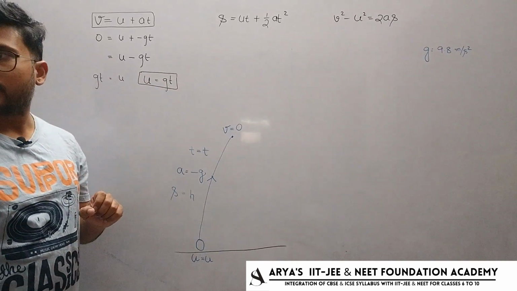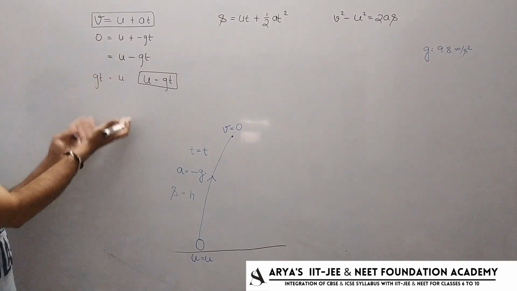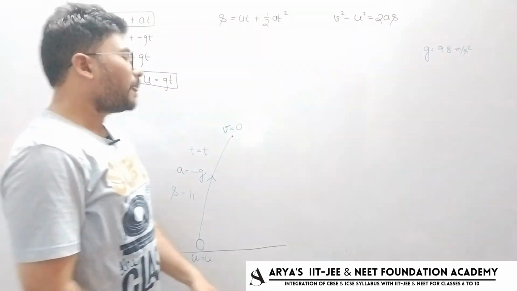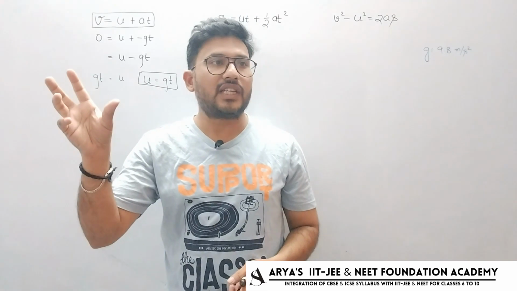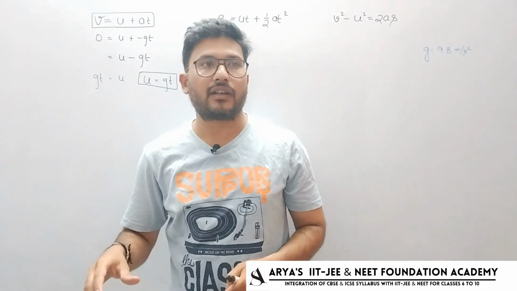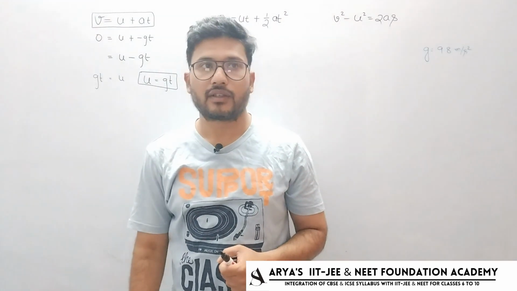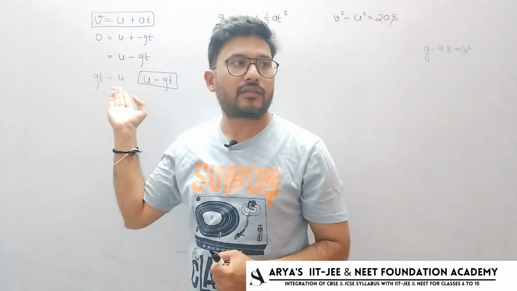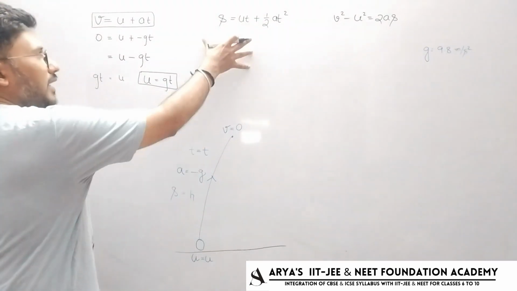Are you getting the point? You are just substituting this and deriving this. T is equal to U by G. So they will ask, if you are taking a body and the g value is 9.8, and it has taken 10 seconds to reach the top, what is its initial velocity? 9.8 into 10, that is the initial velocity. Simple.